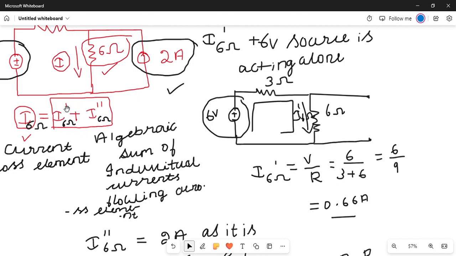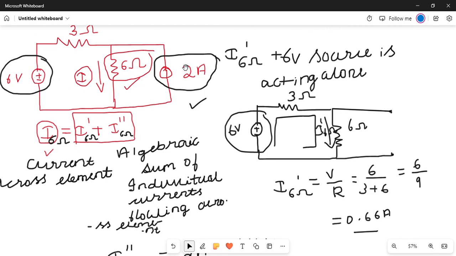Now how do the I6 ohm dash current and the I6 ohm double dash current come about? It is caused by separate independent sources acting alone. Here we have two independent sources, a voltage and a current. For I6 ohm dash, the 6 volt source acts alone and the 2 ampere source becomes an open circuit. For I6 ohm double dash, the 2 ampere source acts alone and the 6 volt source will become a short circuit. That is what he is telling: it is due to independent sources acting alone.